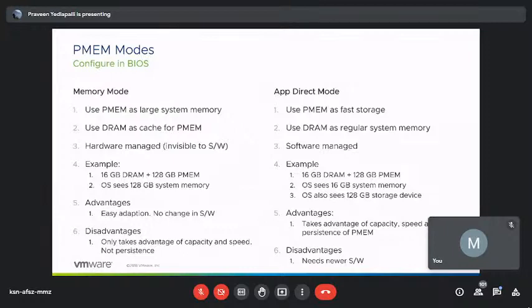Okay. So like I said, memory mode is all done by the hardware. It's like hardware magic. Operating system or software doesn't see anything. So let me show how app direct mode shows up in the software.